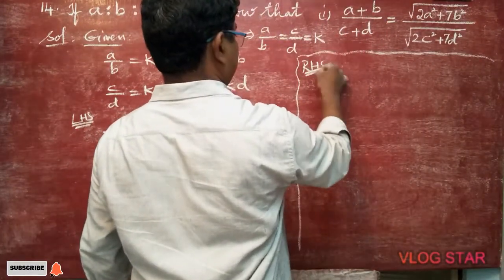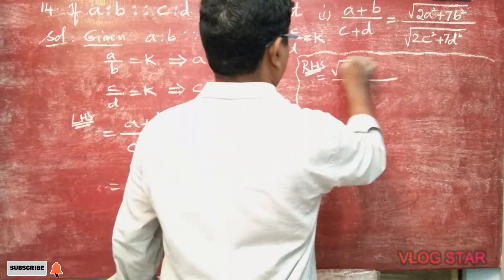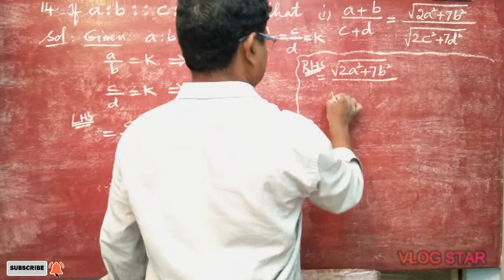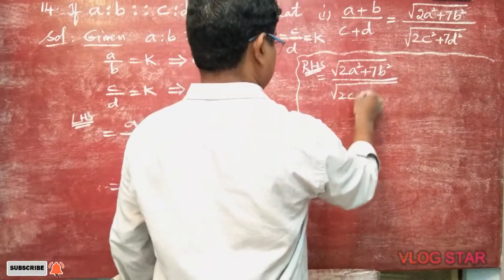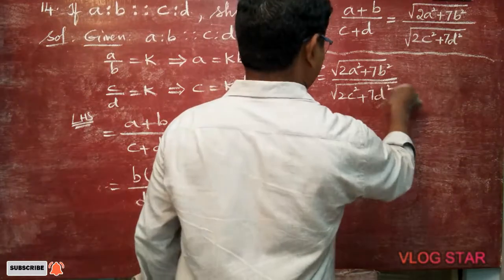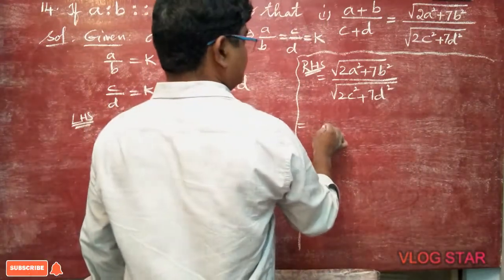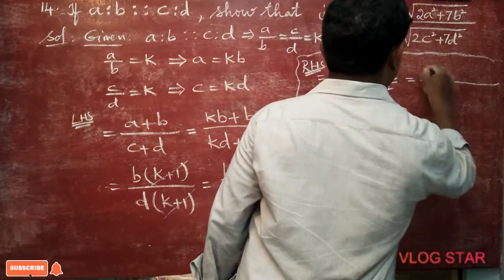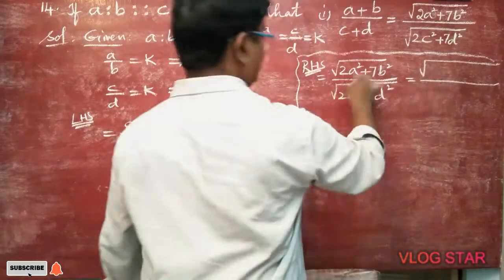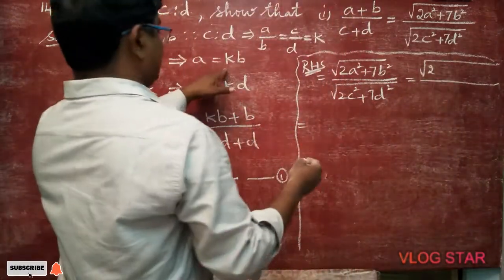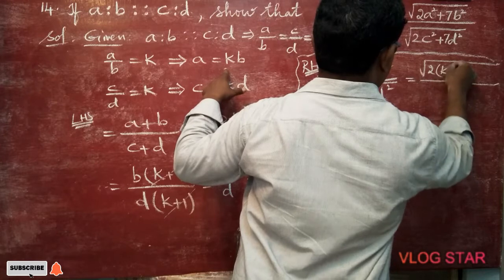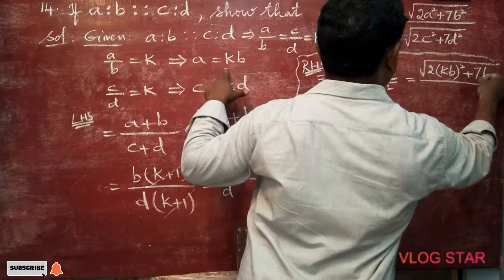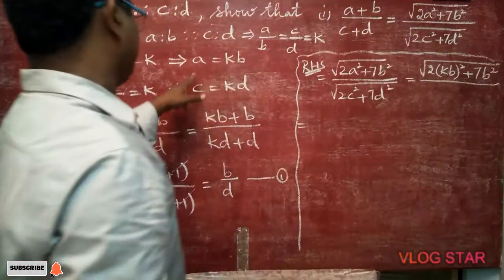RHS, you take square root of 2A square plus 7B square by square root of 2C square plus 7D square. Now we are going to substitute. Square root of 2 into A. A means how much you got? KB. KB whole square plus 7B square as it is, because for B it is not there.